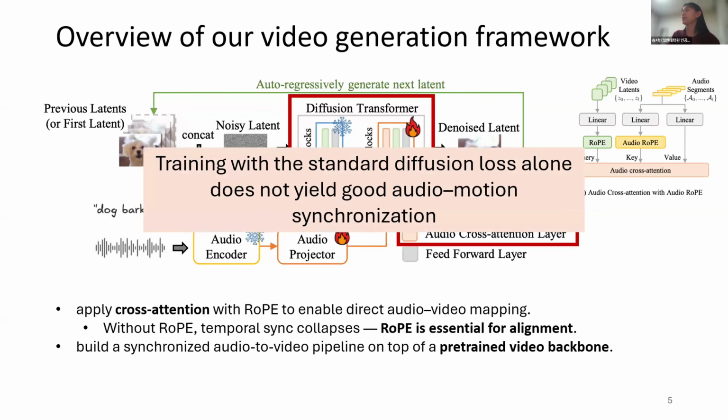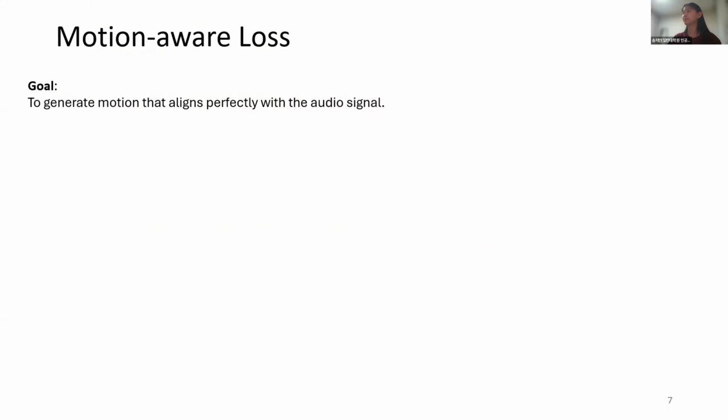But training this architecture with the standard diffusion loss alone does not yield good audio-motion synchronization. So we propose two core methods to improve synchronization. First is at training time, where we propose motion-aware loss, and for sampling time, we propose audio sync guidance. First, let's go to motion-aware loss.